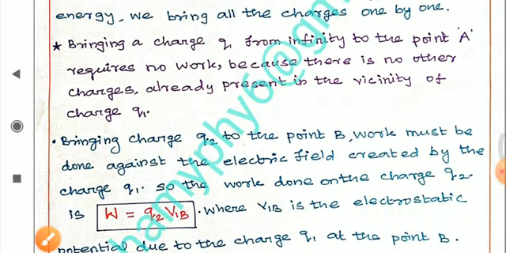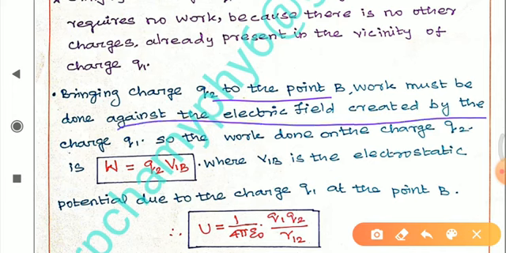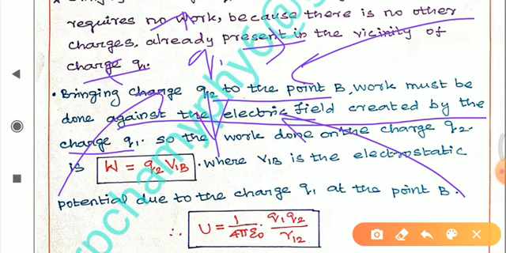Now, if we consider another point charge Q2 brought from infinity to point B, the work must be done against the electric field exerted by the charge Q1, because if Q1 is already there, it will produce some amount of electric field radially outwards. If Q1 is there, the electric field acts outwards in all directions. If we bring the charge Q2 from this direction or this direction, whatever it may be, the work must be done against the electrostatic force of repulsion.